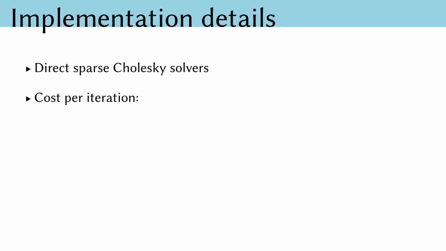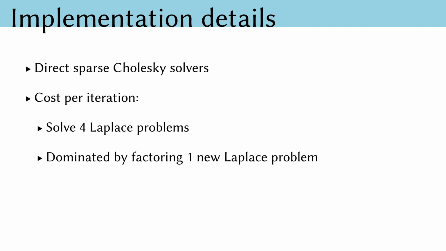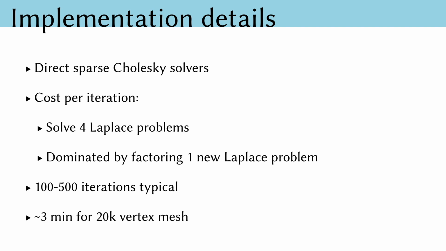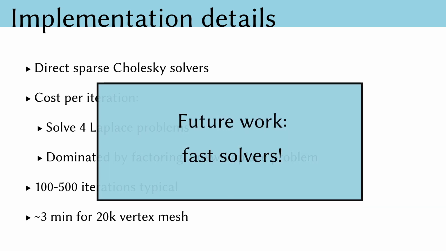A few more concrete details. We use sparse direct Cholesky solvers for all linear solves, and the cost per iteration turns out to be dominated by solving 4 Laplace problems. But in fact, only one of these Laplace problems is actually new. The others can be pre-factored, and our cost is determined by factoring one new Laplace problem per iteration. We find a few hundred iterations to typically be sufficient, and putting this all together yields about 3 minutes of runtime on a 20K vertex mesh, as a typical example. One important point here is that we intentionally use the simplest numerical scheme, which effectively evaluates this new flow.